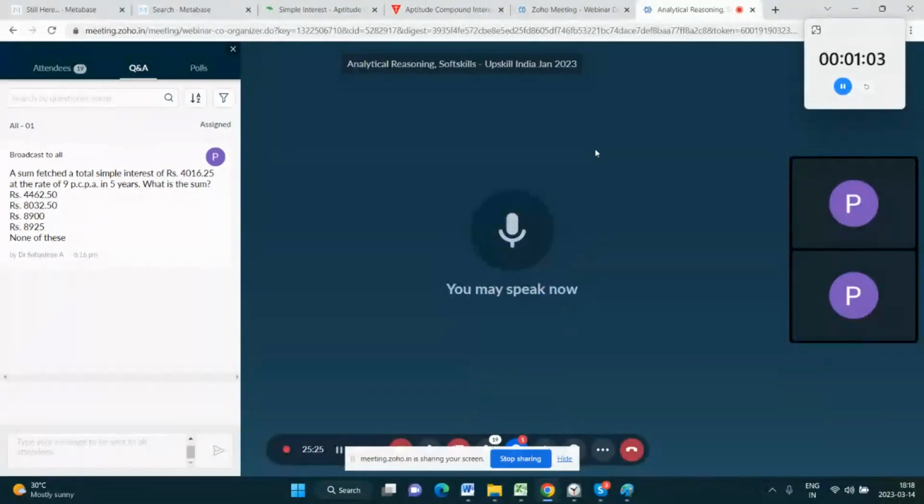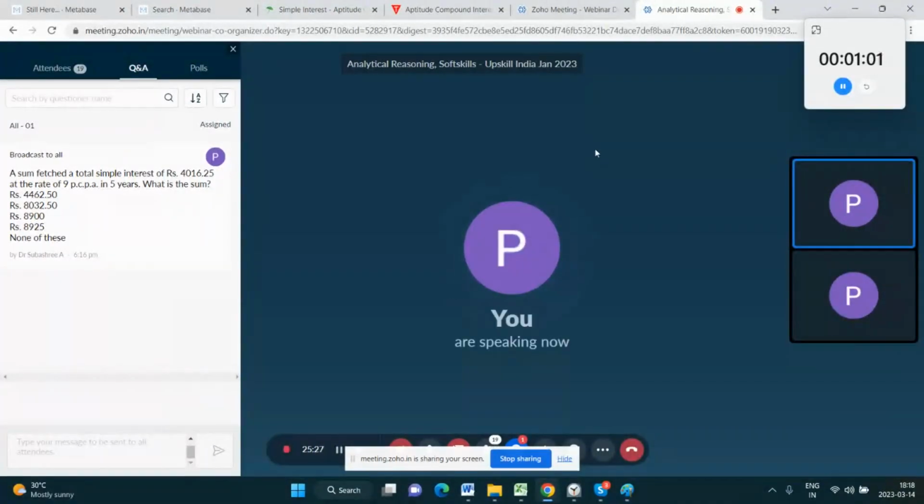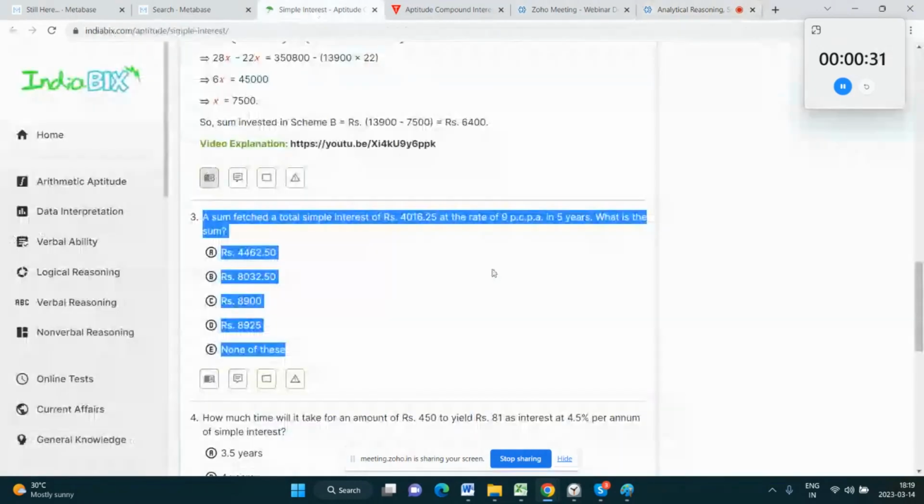Some money was deposited for which after 5 years it fetched 4016.25 rupees. The rate of simple interest is 9% per annum. And what is the sum amount deposited? 8,925. Very good, Vishnu Priya, excellent. So now we will go and check the answer.